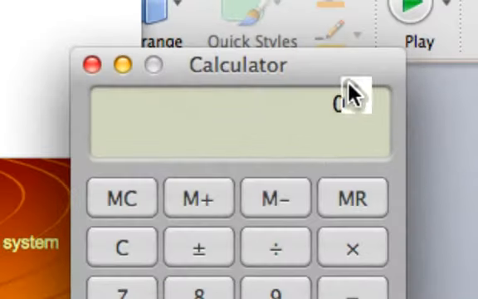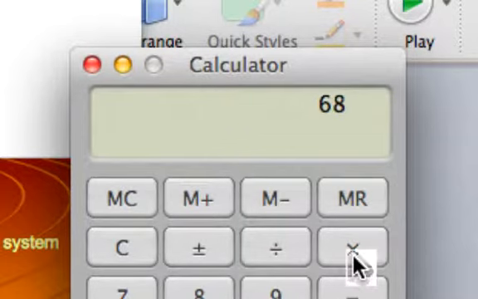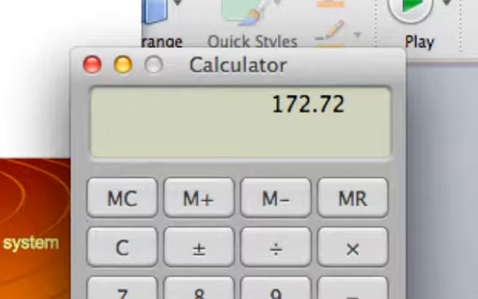All right, so here I am in my calculator, and I'm 68 inches. 68 times 2.54, and let's see what it says. I'm 172.72 centimeters. Well, how long is a centimeter? Well, it's not very long at all. I mean, if you've ever looked at a ruler.